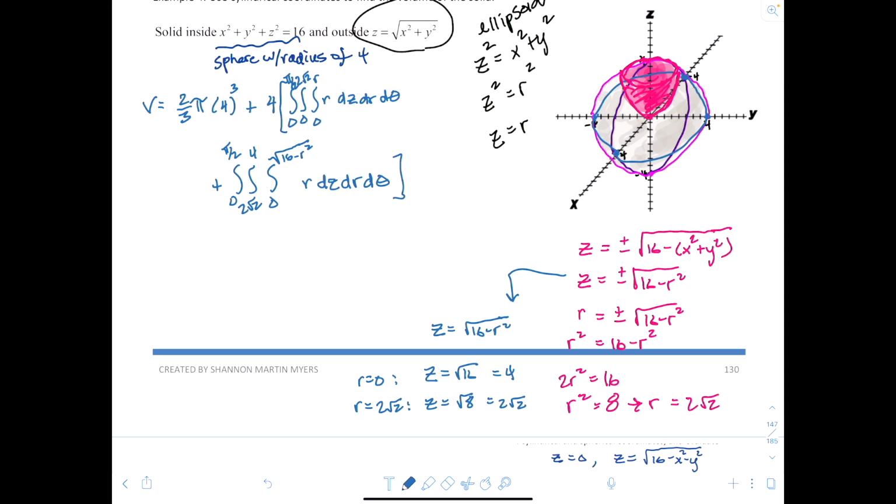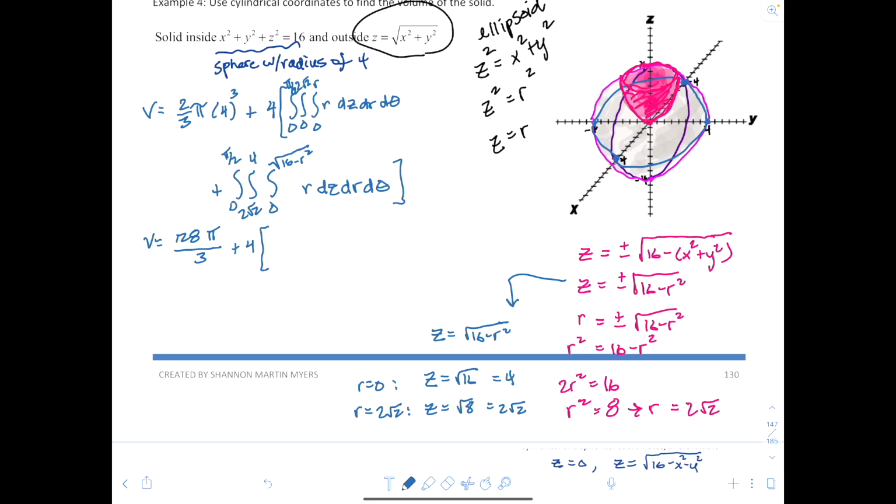Cool? So the volume would end up being 128 pi over 3 from just that formula, plus 4 times, what are we going to have? Integral 0 to pi over 2, integral 0 to 2 root 2, and then we'll have r z, z is going from 0 to r.